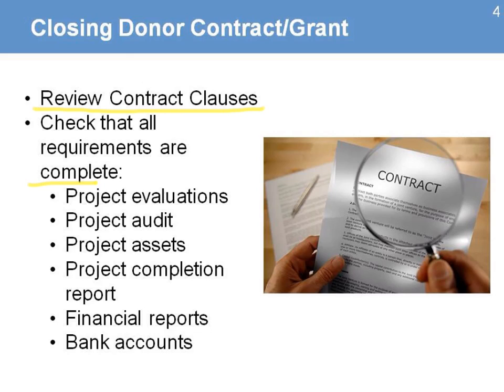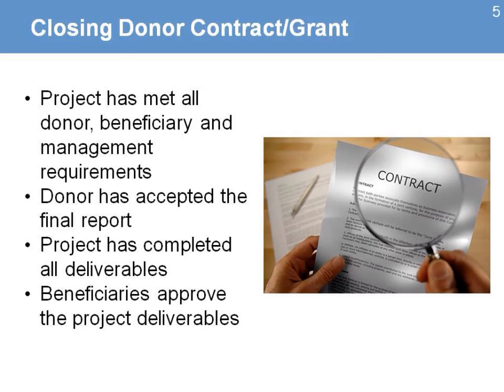These are contract requirements in terms of your evaluations, the audits, use of assets, the project completion report, financial report, and even management of bank accounts. Part of those elements of closing the donor contract include making sure that the project has met all the donor, beneficiary, and management requirements, that the donor has accepted the final report, that the project has completed all deliverables, and that beneficiaries approve the project deliverables. All of these elements usually are part of the contract, and it is important that they are closed, that all those elements are now completed as part of this process.